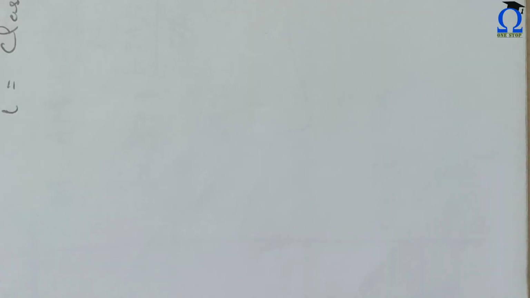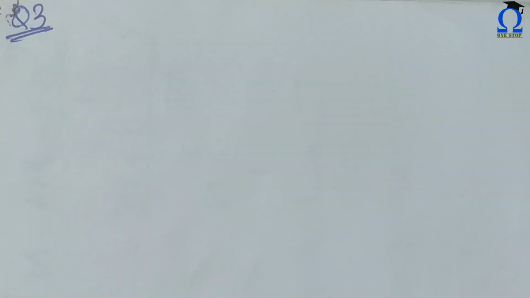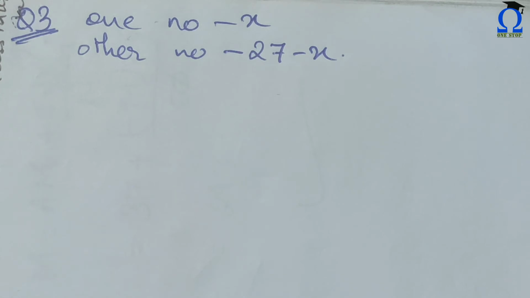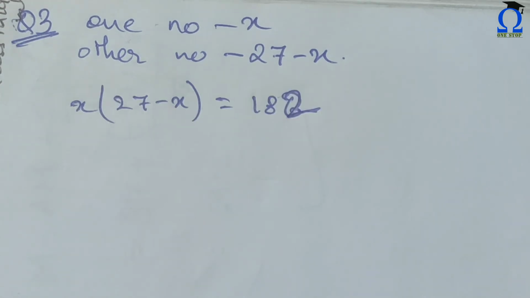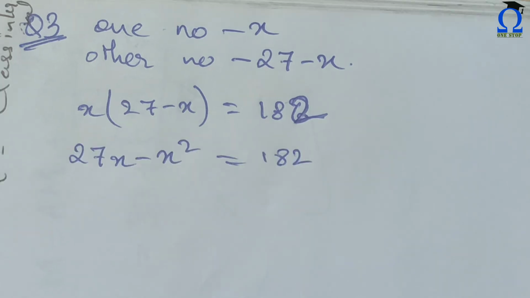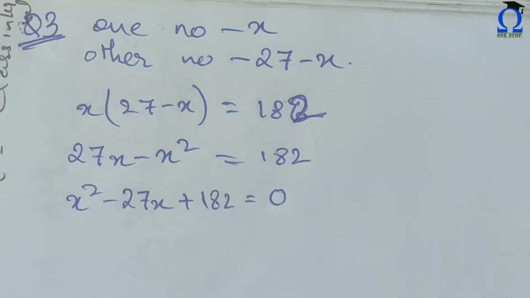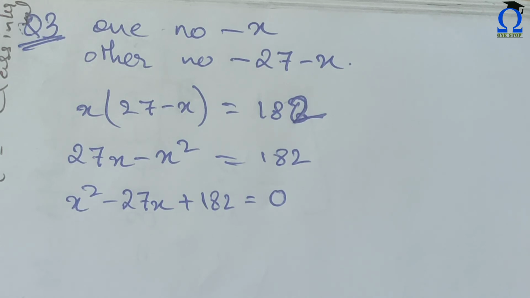So let us move on to the next part, that is question number 3. Find two numbers whose sum is 27 and product is 182. Simple. So one number is X, therefore the other would be 27 minus X. And their product is given as 182. Understood? We just have to form the equation and solve it. So it is your homework to solve this. Please comment in the comment section which are the two numbers required to split the middle term.